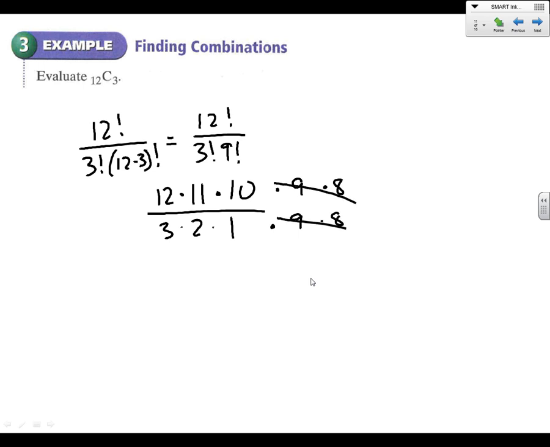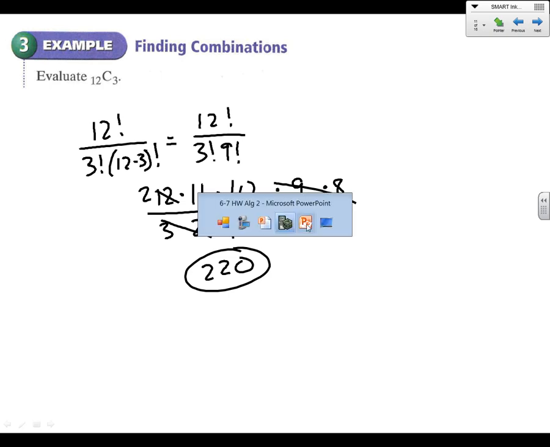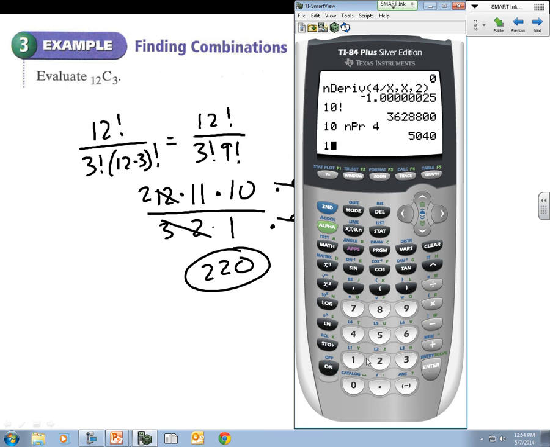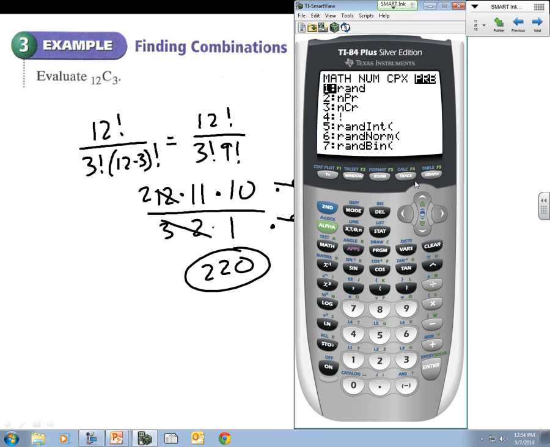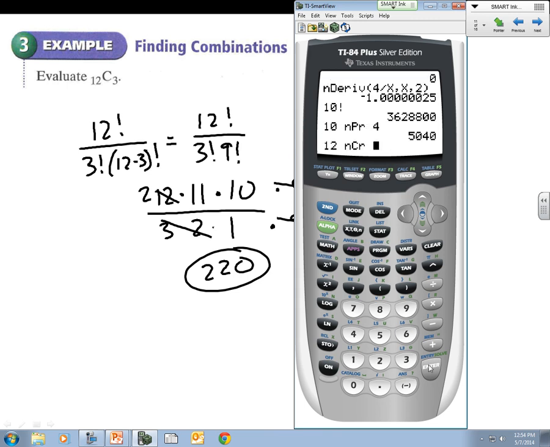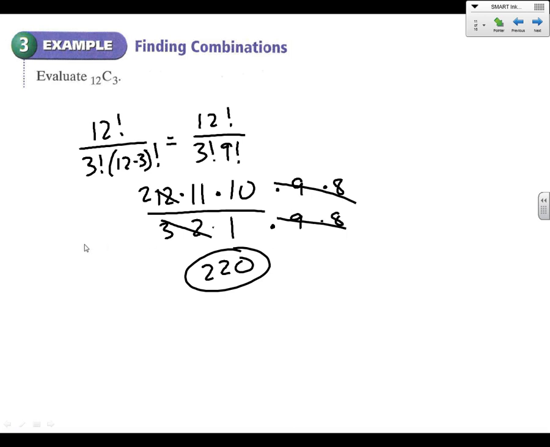So I can also do this. 3 times 2 is 6. 12 divided by 6 is 2, just to make my multiplication easier. 2 times 11 is 22. Times 10 is 220. Okay, go ahead and you can check that via your calculators with, in this case, 12. Go to math, probability, and nCr, number 3 this time. And we're picking 3, and there's our 220. All right, so you're up. Try these A, B, and C, see if you can get the correct numbers, and then we're moving on.